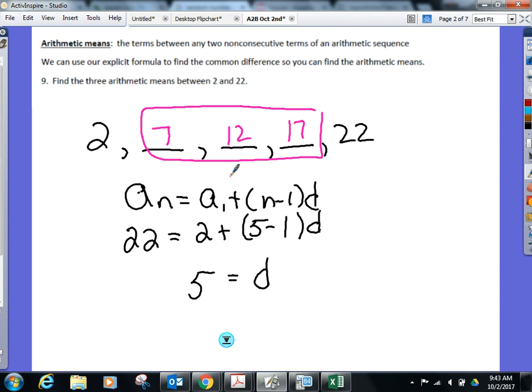And then how'd you get? So you don't solve it. I did for D. Because 5 minus 1 is 4. 4D plus 2. Right? So I had 22 equals 2 plus 4D. I moved that 2 over and got 20. Divided both sides by 4, I got 5. All right. Anybody else going?